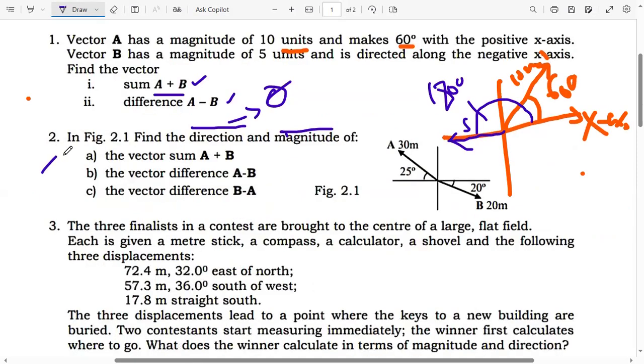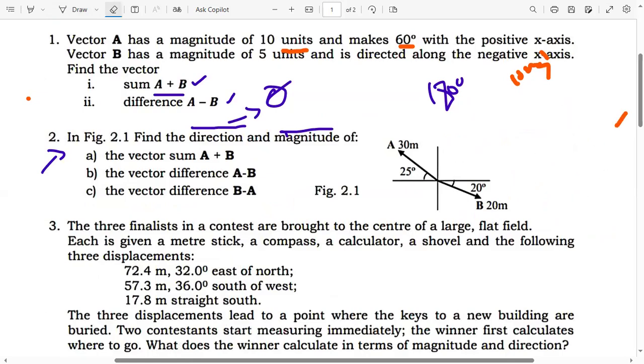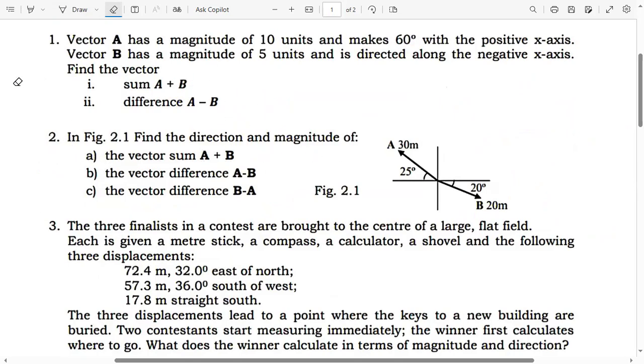So we are on question number 2 here. And here we've already been given some sort of a diagram, right? So it will be very easy for us to find whatever we want to find. Okay, so the question is saying in figure 2.1, which is this figure, find the direction and the magnitude of the vector sum A plus B, the vector difference A minus B, okay? And then we have the vector difference again, B minus A.